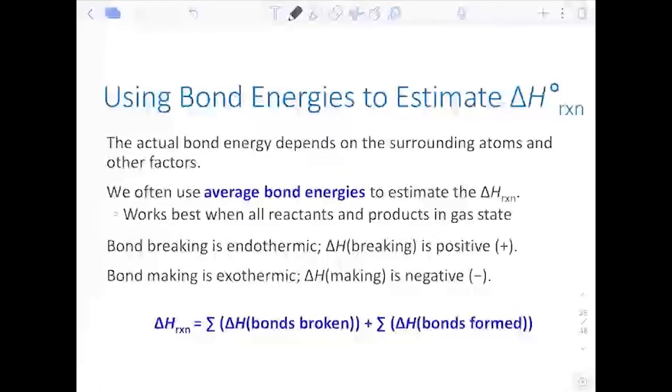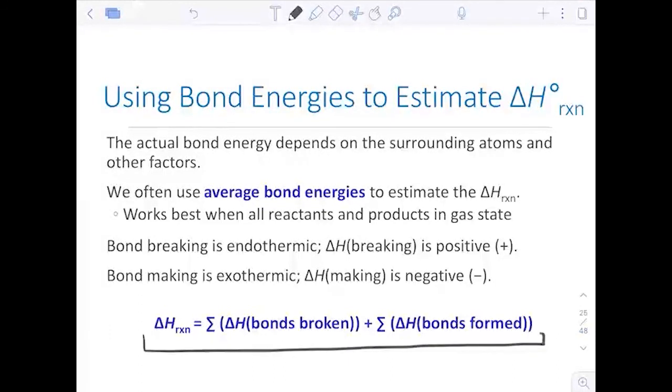We can use those bond energies to calculate the average delta H of a reaction. We will do this in class. Here is the equation that we will use. Bonds broken is going to be that positive value. Bonds formed is going to be the negative. Making bonds is exothermic, breaking bonds is endothermic. So when we look at this, we can also think about it as broken minus formed.